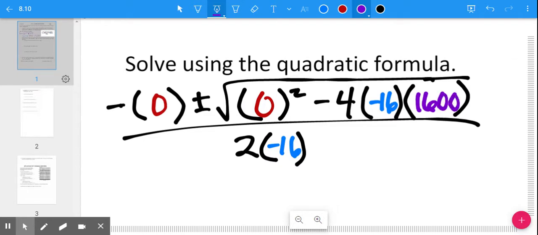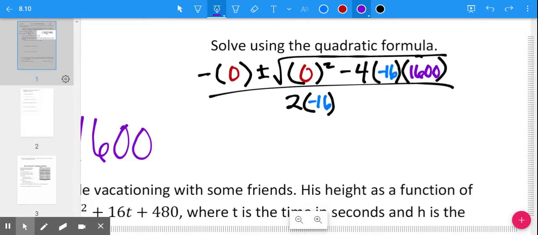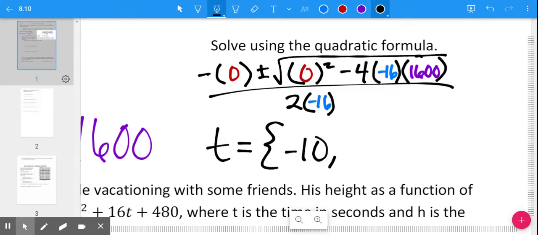So remember, you plug it into the calculator one time with a plus sign and the second time with a subtraction. So when you plug it in with the plus sign, you end up with t equals negative 10. When you plug it in with the subtraction sign, you end up with t equals 10.